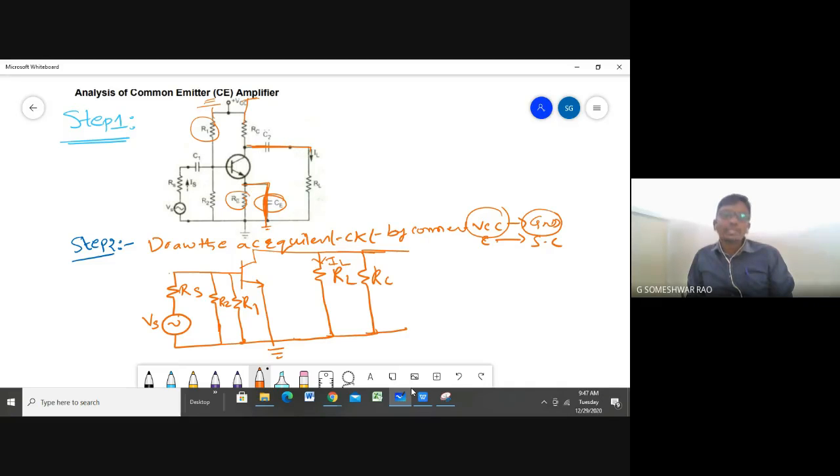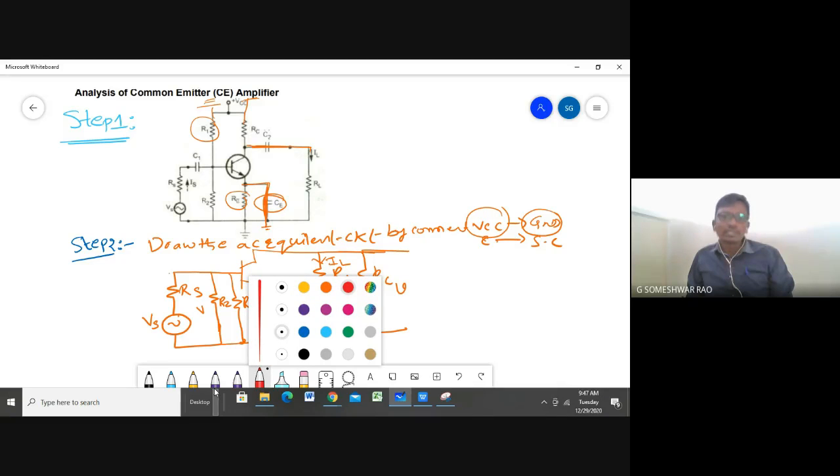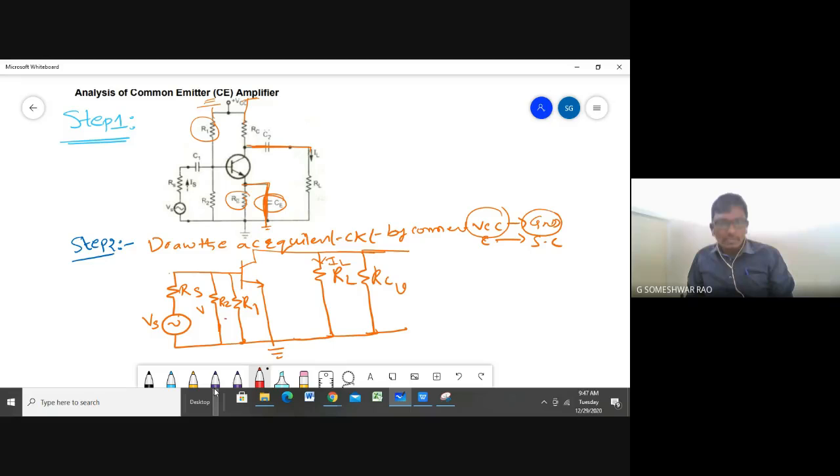What is the input here? The input is VBE. Let me change the color for understanding purposes. Where is the VBE? VBE is between base and emitter, something like VBE across this. Please mention VBE when I mention it. And where will be the VCE? VCE is between these two. So VCE is something like this.